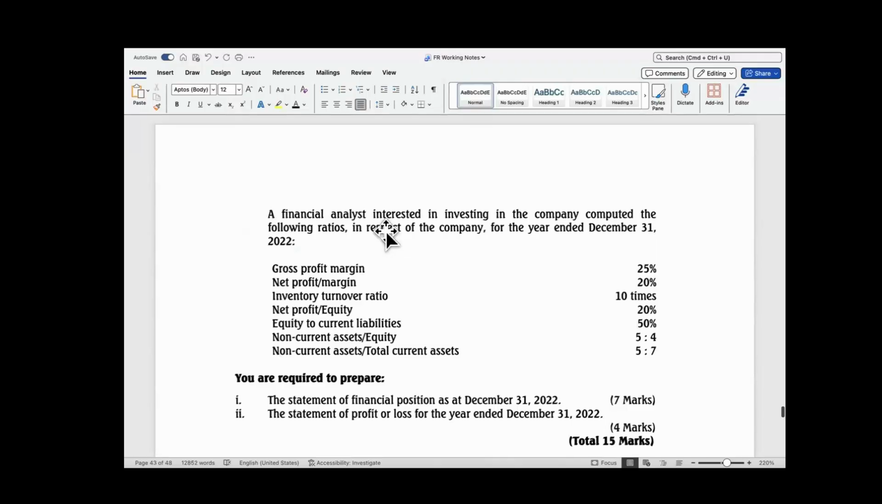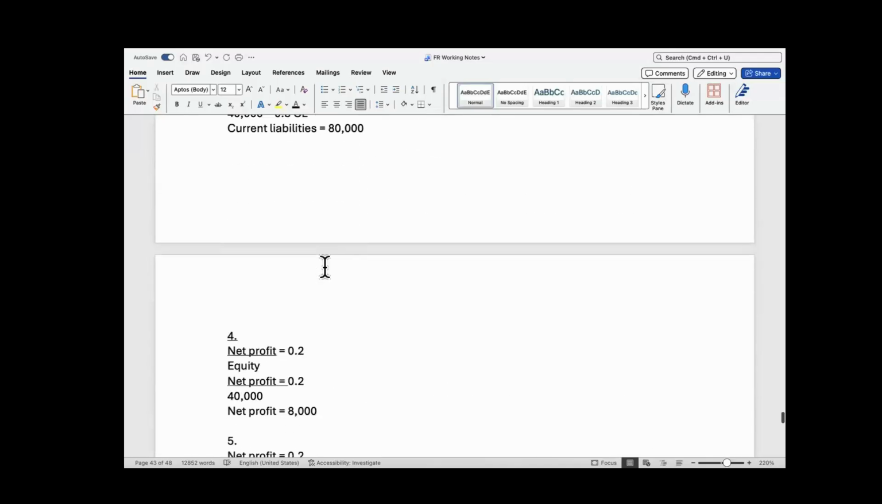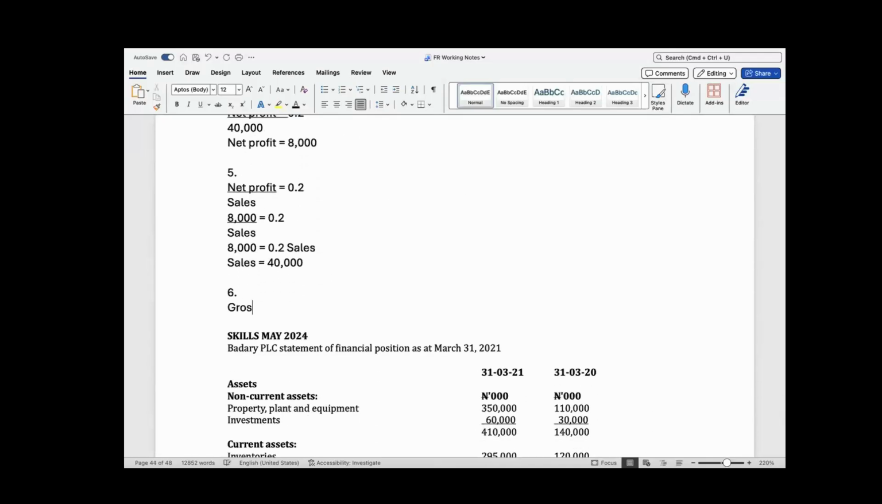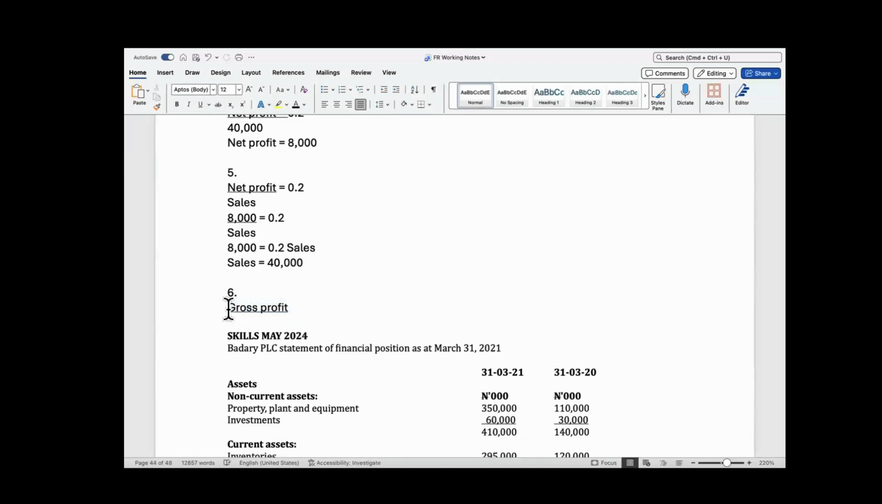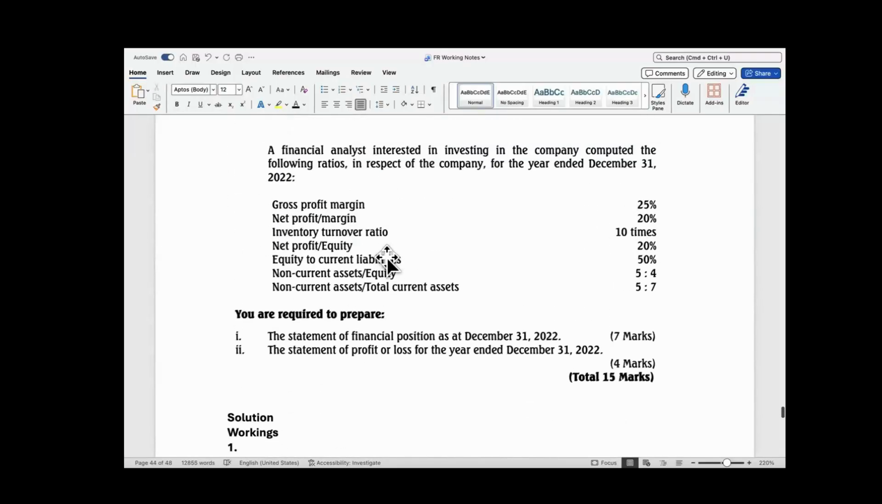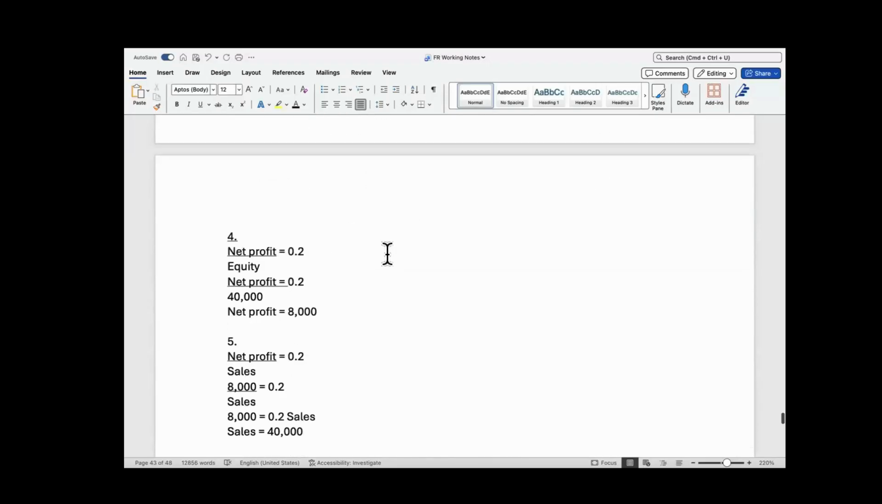I've gotten my sales. I can get my gross profit from here. So gross profit margin, which is gross profit over sales, equals 25%.